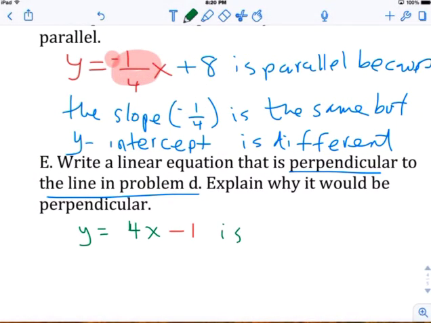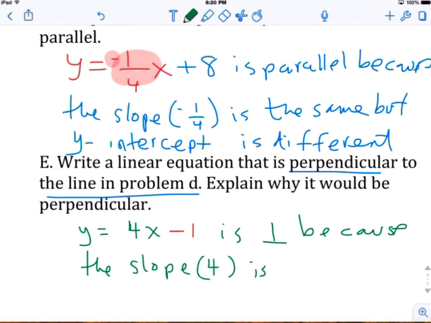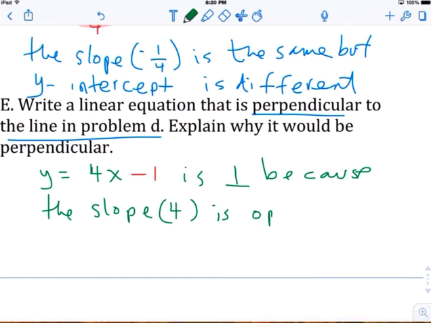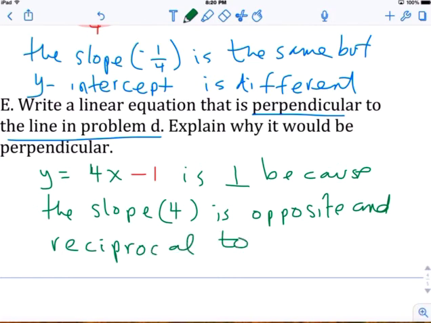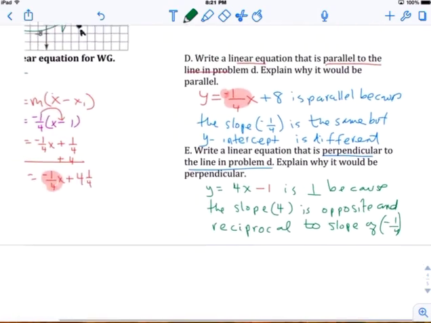It is perpendicular because the slope is opposite and reciprocal to the original slope of negative 1 over 4. Okay? That's why it's perpendicular, and that's it.